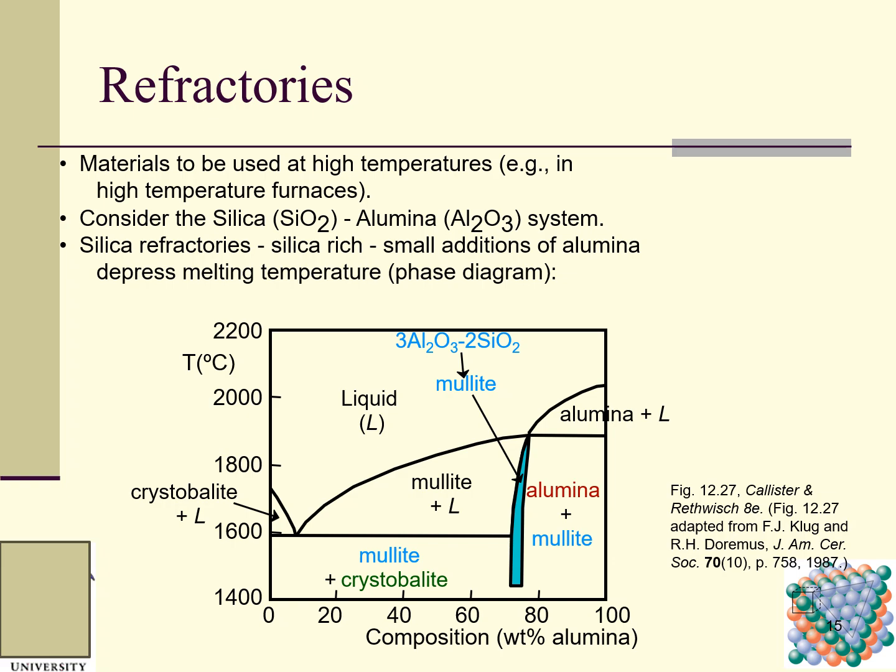Okay, so as long as we add some small additions of alumina, we can have this diagram. I introduced this phase diagram to you in the previous class. Be very careful. You can see cristobalite, mullite plus cristobalite, mullite, alumina plus mullite, alumina plus liquid. So this is liquid, here is the liquidus curve, and here is mullite. Mullite is the combination of aluminum oxide and silicon dioxide.